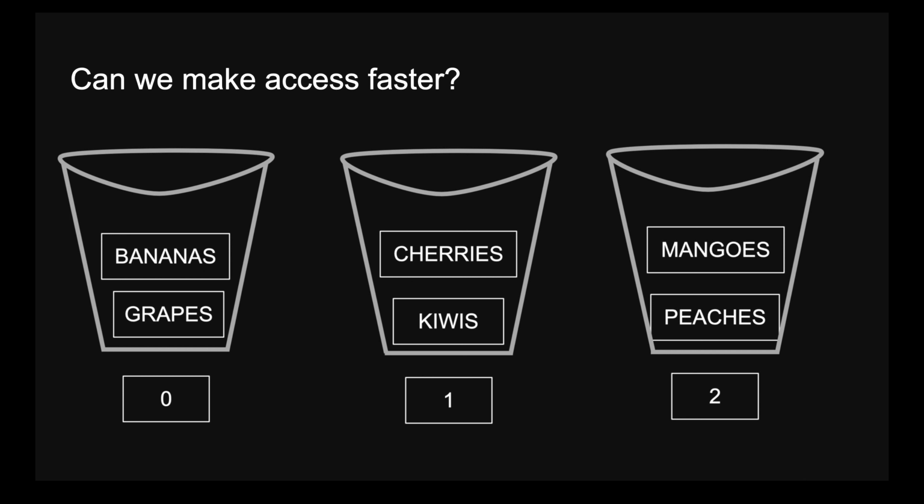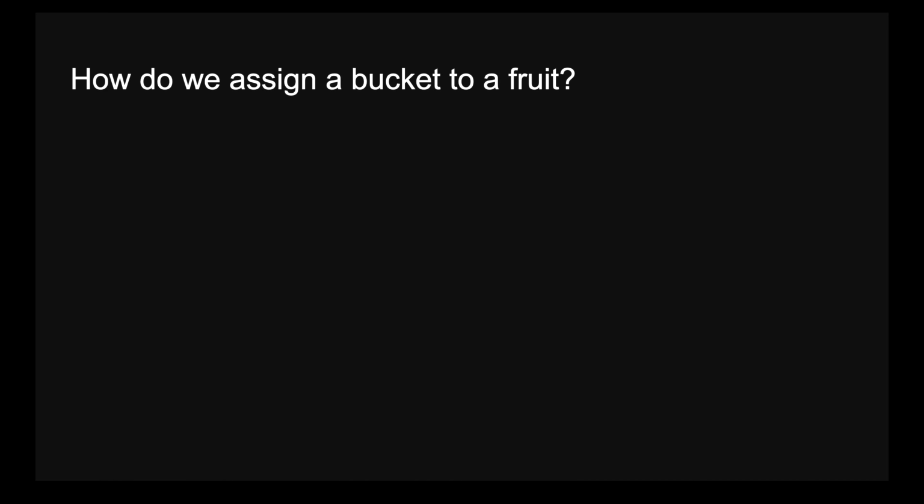So in our example, we can have say 3 buckets to start with, and if we can always guarantee that a specific fruit or product will be stored in a specific bucket, we can restrict our search to that bucket and thus speed up access. So how do we assign a specific bucket to a specific fruit so that it can be found in that bucket later on? What if we could use the name of the fruit and convert it into a number?